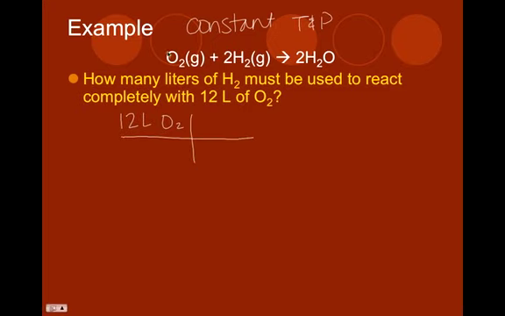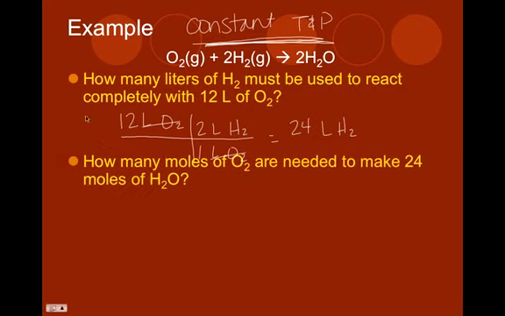Go up to our equation. It's a 1:2 ratio, so for every 1 liter of oxygen, we are going to need 2 liters of hydrogen. So liters of oxygen cancel out, and you're left with 12 times 2 is 24 liters of hydrogen gas. Remember, this only works if you are at constant temperature and pressure. If temperature or pressure is changing, then you don't get to do this.